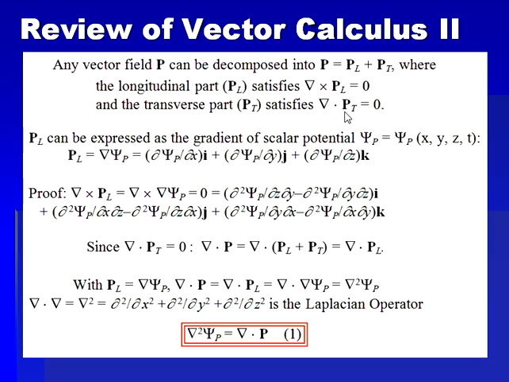Since the longitudinal component of the vector field has zero curl, it can be expressed as the gradient operator applied to a scalar field psi. Psi is just a simple function that has a single scalar value at every point in space and time. Applying the gradient operator to psi results in the expression shown here.